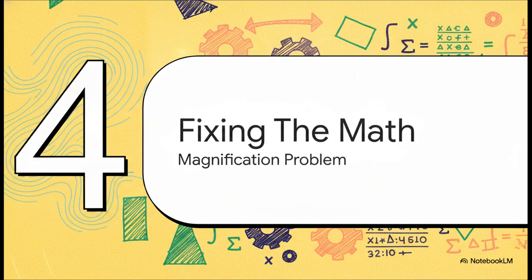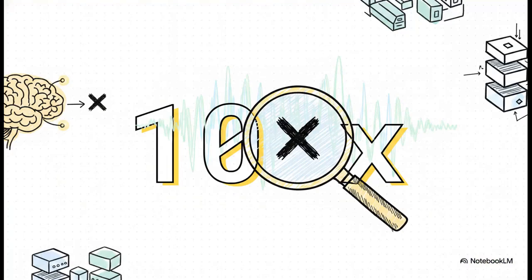Section 4. Fixing the math. Solving the magnification problem. 100x. When you're talking about the delicate mathematics of neural network training, 100x is a terrifying number. Back in Diff V1, forcing the context RMS back to a value of 1 required a per-head RMS norm layer. At a standard sequence length of 8192 tokens, this normalization layer acted like a 100x magnifying glass.